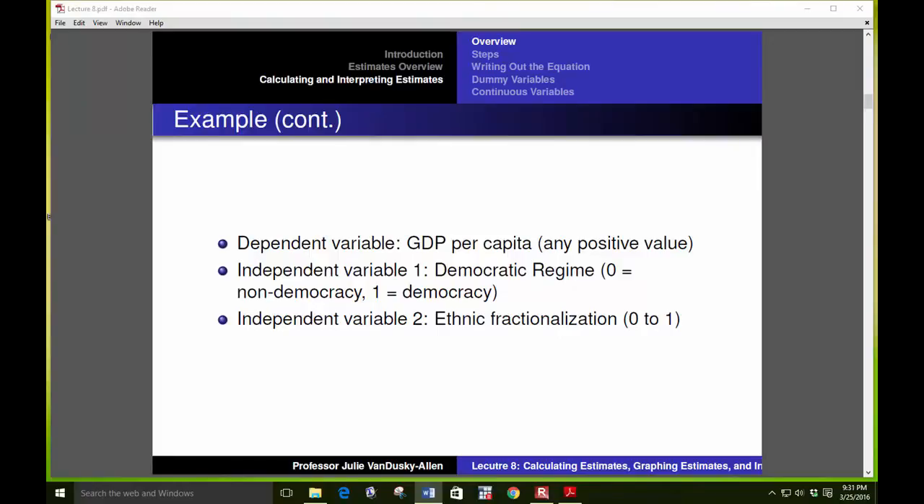Democratic regime is the first independent variable. It is a dummy variable. It takes a value of 0 for non-democracies and a value of 1 for democracies. I expect this variable to have a positive impact on GDP per capita. Ethnic fractionalization can take on any value between 0 and 1, with higher values indicating that a country is more fractionalized. I expect this variable to have a negative effect on GDP per capita.